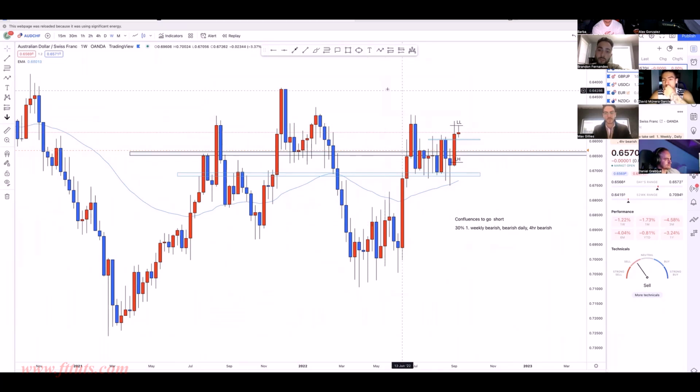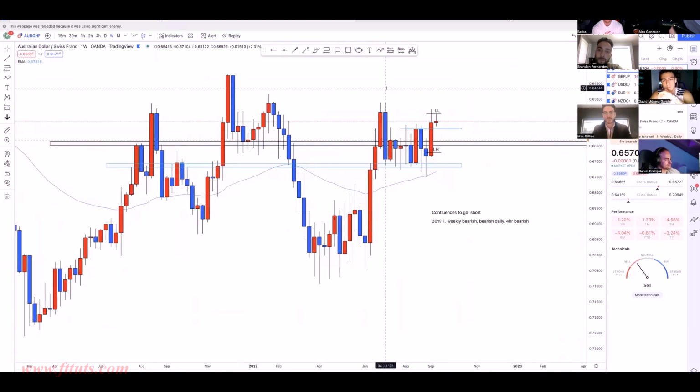Yeah. All right. So where are we right now? Are we at the top of the move? Are we in the middle? Or are we about to have the beginning of the push to the upside based off of the weekly time frame?